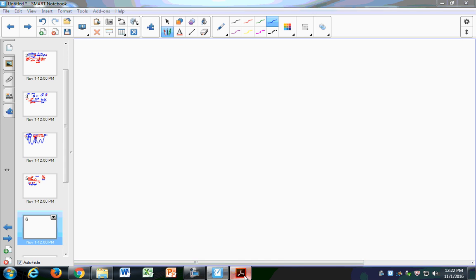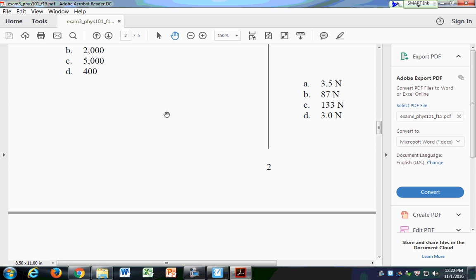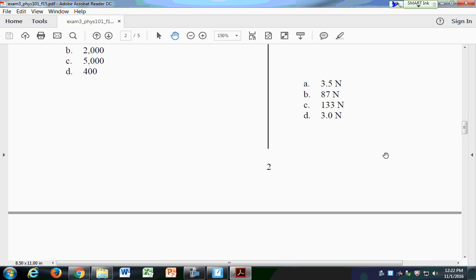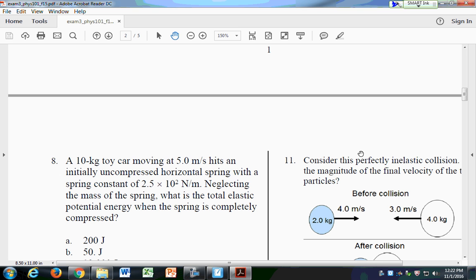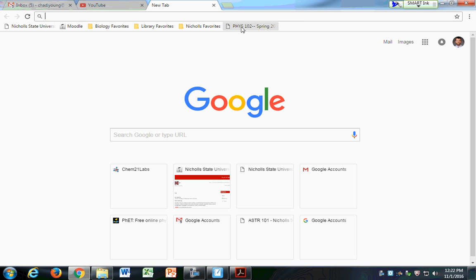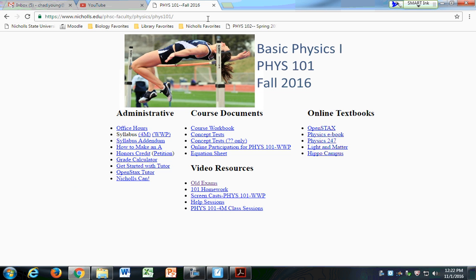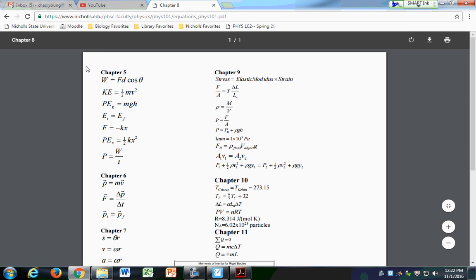Let's just sort of peruse that old exam. Was this fall 14 or 15? Fall 15. You're going to have the equation sheet, and that equation sheet is right here. So those are all the formulae for chapter 5. There's our work formula. There's our kinetic and potential energy. That's conservation of energy, energy initial is energy final. This is Hooke's law. This is elastic potential energy, and then this is power, work over time.